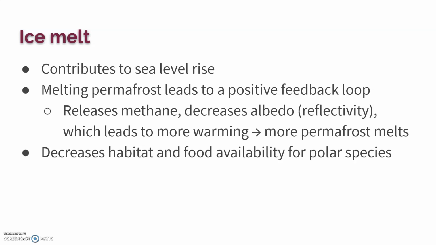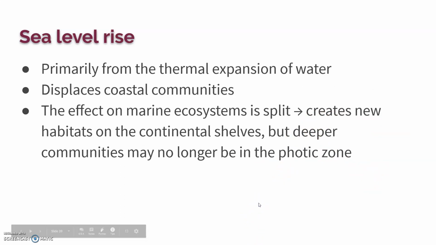And there are little bubbles of methane trapped in this ice and in this permafrost. As it melts, it releases this methane. Methane, remember, is a really potent greenhouse gas, so it causes more heat to be trapped, and then again, the self-perpetuating cycle. As ice melts, we also see a decrease of habitat and food availability for polar species. You've all seen the sad picture of a polar bear on an iceberg.